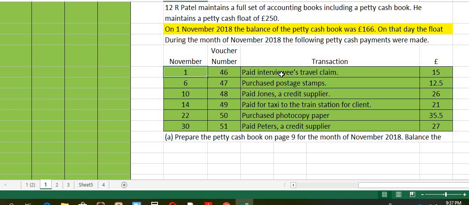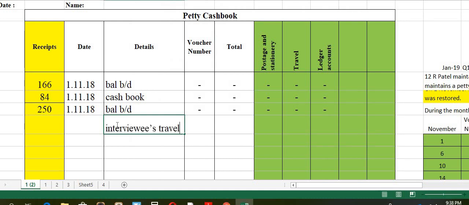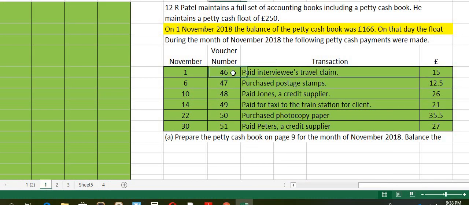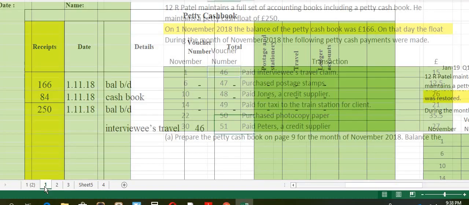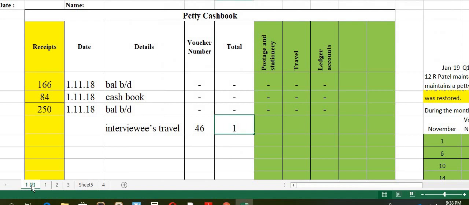Now 1st of November, payment paid interviewer's travel claim was 15. Therefore, let's take it as interviewer's travel claim or interviewer's travel. Let's enter that in the detail column, and the voucher number is 46, and the amount spent was 15, and the date was on 1st of November 18.